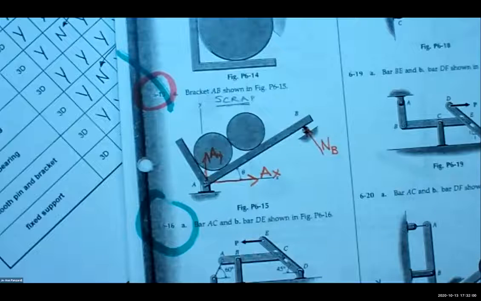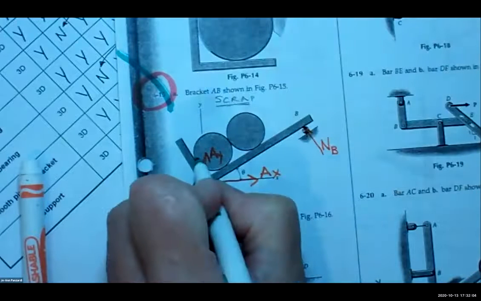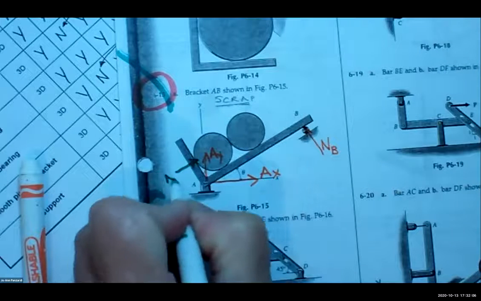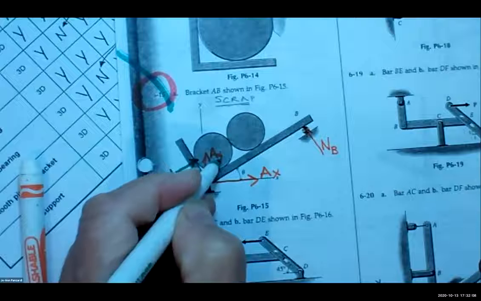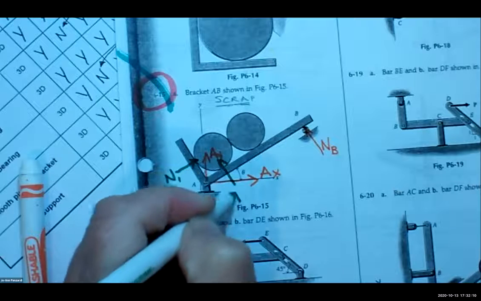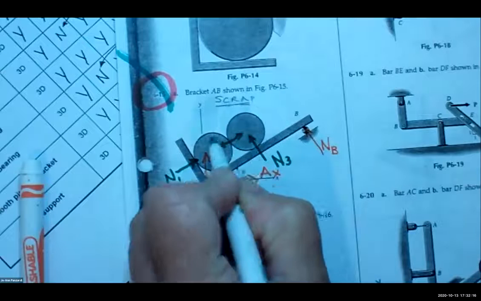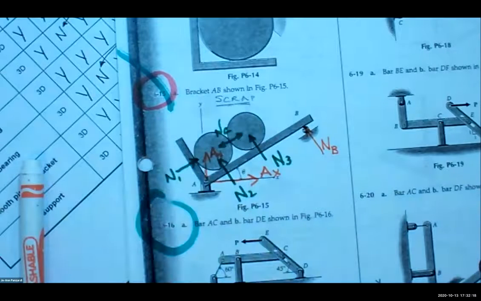Nah, we'll just keep it this way for now. Let me draw it with a different color. So we have a normal coming in here, right? Let's call it normal 1. There's also a normal 2 here, right? A normal 3. And then there's a normal between the cylinders. Let's call it N sub S, a C for cylinder.